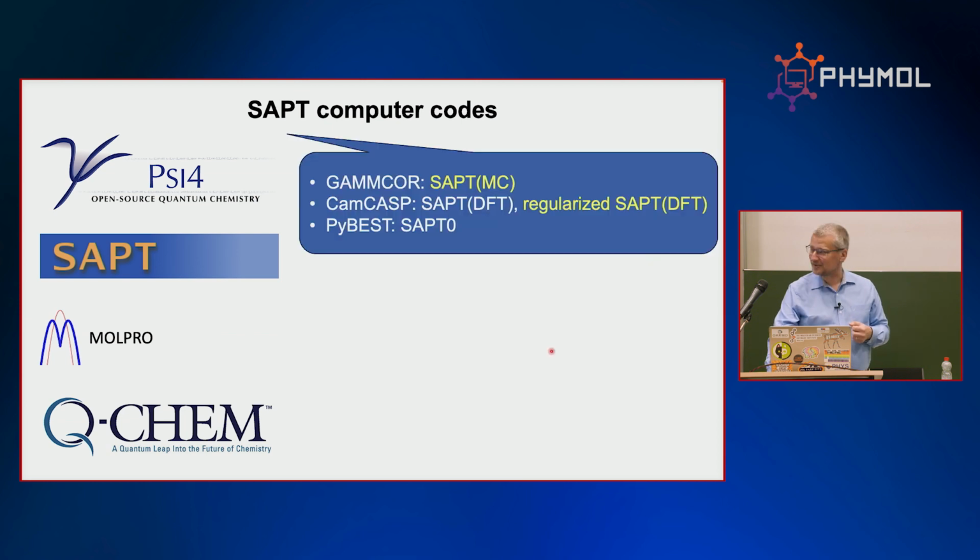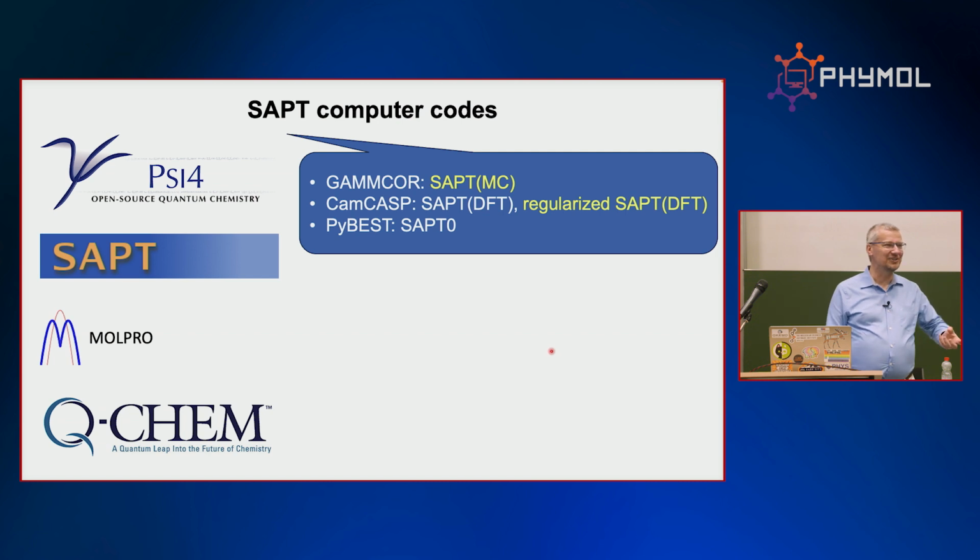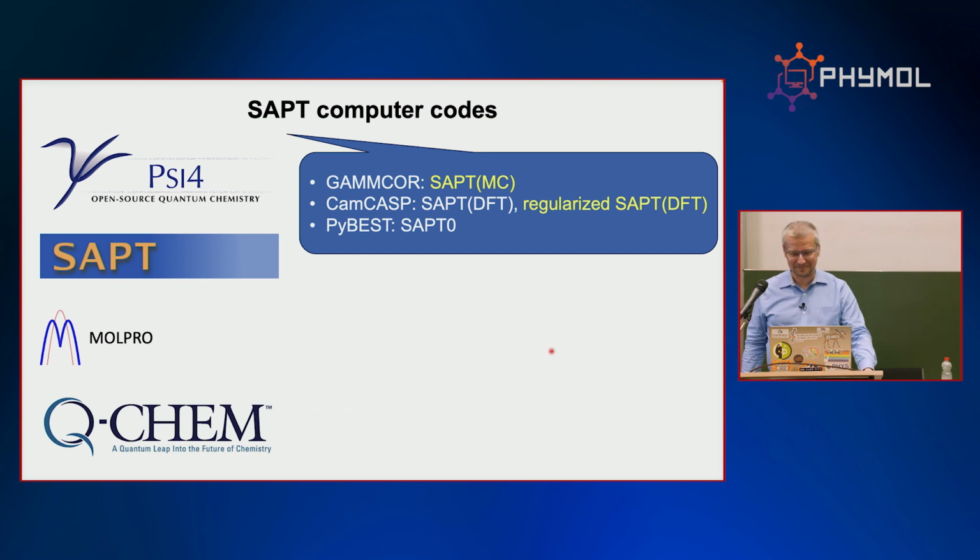Some smaller codes that I should also mention are GAMCore, from Michał Hapka and Kasia Pernal, the code for SAPT MC, and CAMCASP, Alston's code, with SAPT DFT. Of course, the regularized SAPT DFT is Alston's approach to isolate the charge delocalization energy from the whole induction. And thanks Piotr for mentioning that PyBEST, the Toruń package, can also run some SAPT. So that's just for your reference.